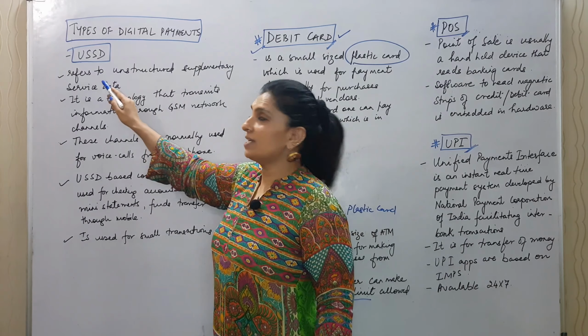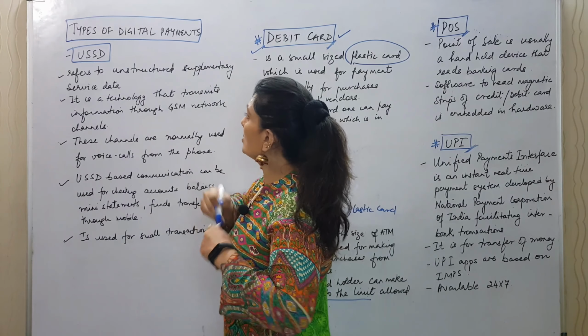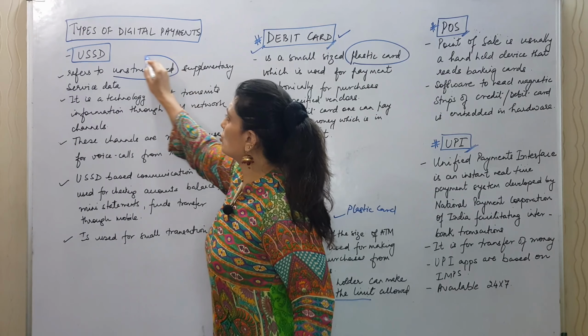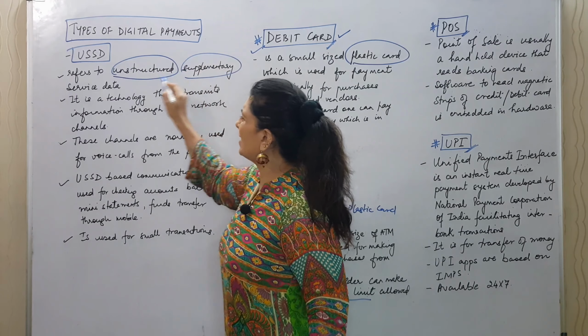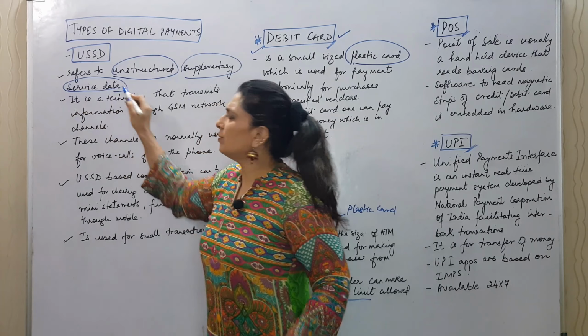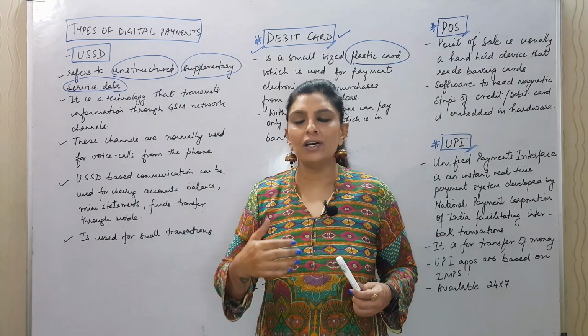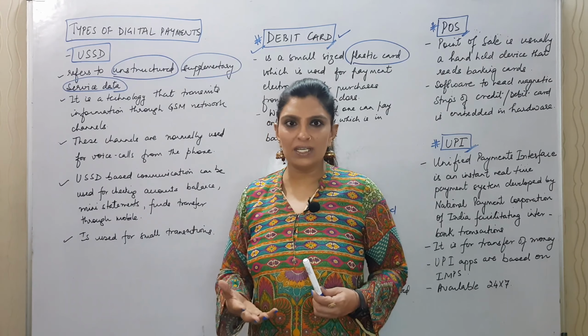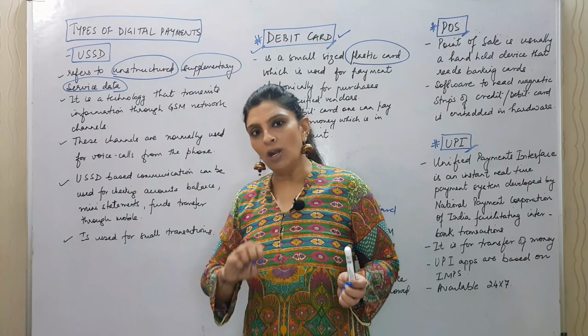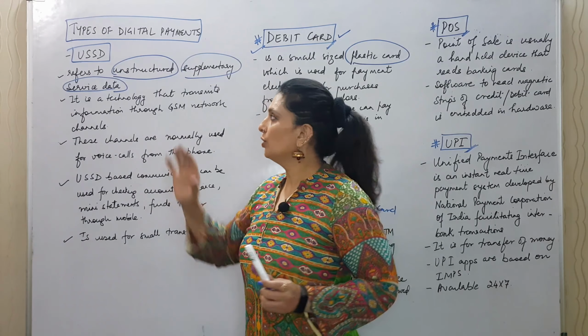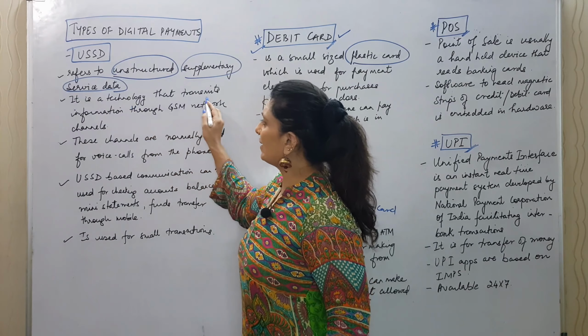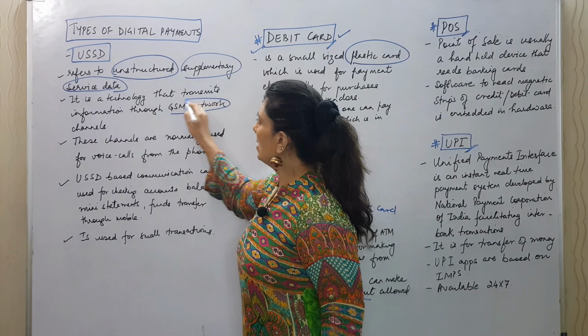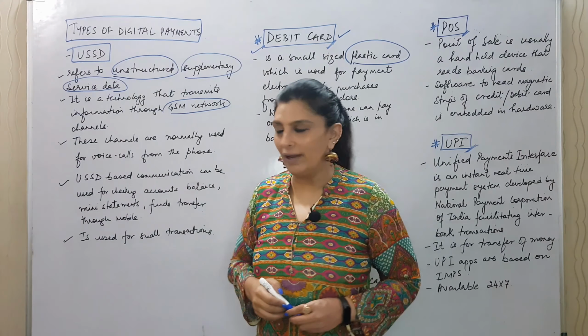Starting with USSD, it refers to unstructured supplementary service data. By unstructured we mean that we do not have something like full banking services, but a small amount of transfer can be done through USSD. It's a technology that transmits information through GSM network channels, that is your mobile phones.